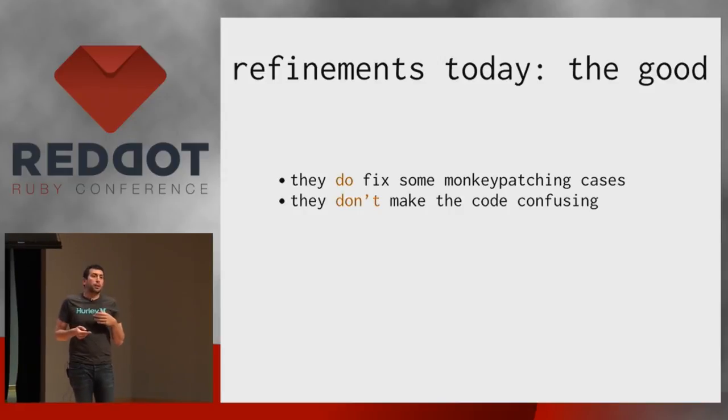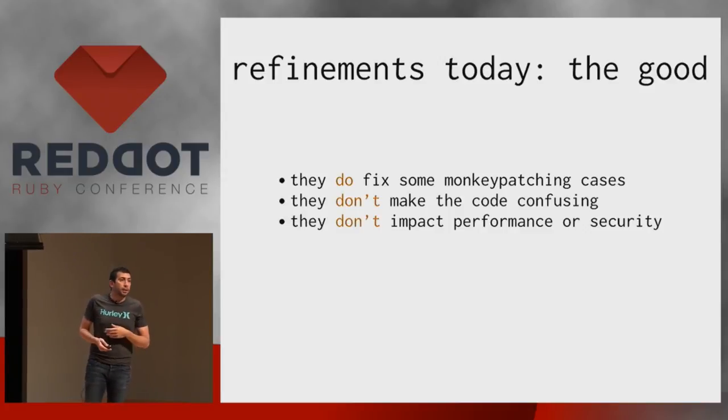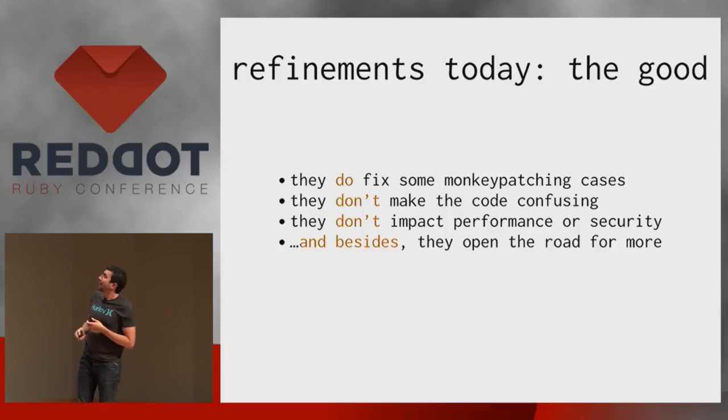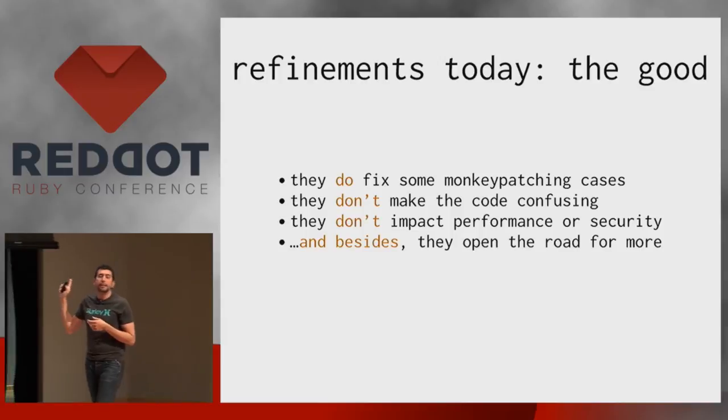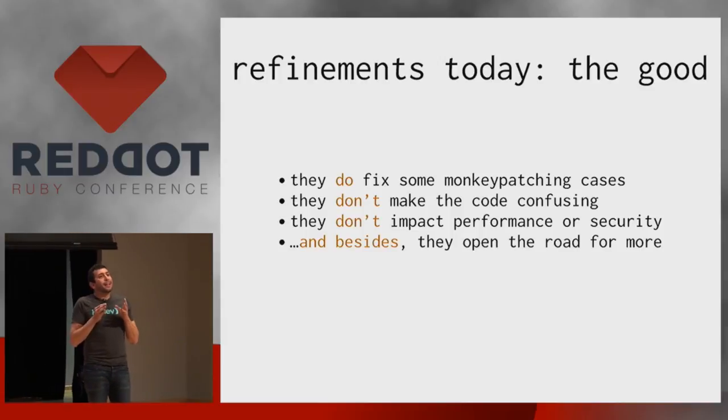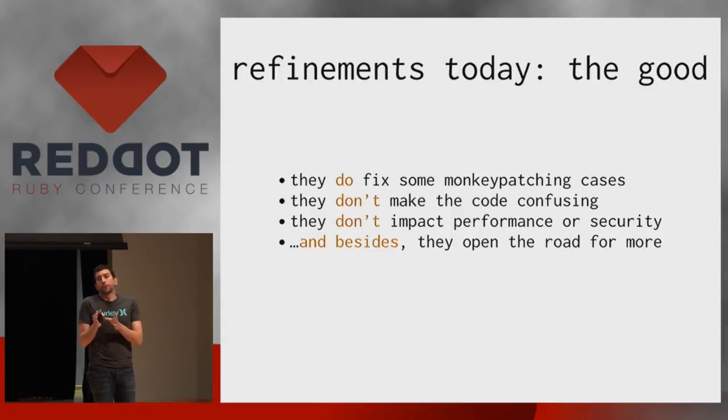They do not make the code particularly confusing. They do not impact performance. They do not impact security. And this is crucial, I think. They pave the road for something more in the future. Maybe more powerful refinements. Maybe something similar. Maybe something we are not expecting.